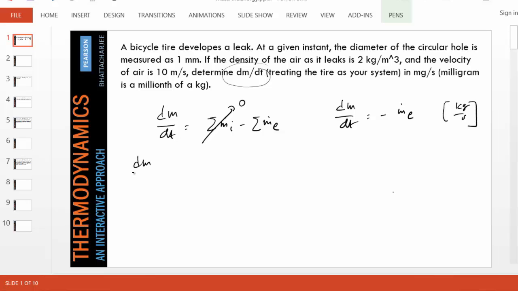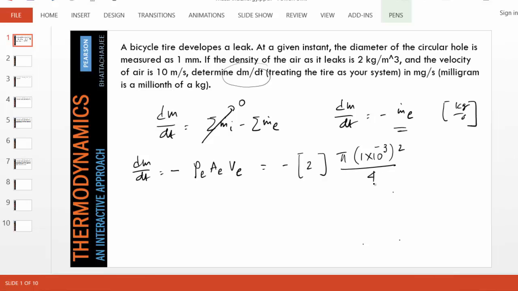So to find dm dt, all you got to do is to find the rate at which mass is leaking, which is negative rho A V. Density being 2 kg per meter cubed, area is pi d squared over 4, diameter is 1 millimeter, that is 1 into 10 to the power minus 3 meter. This is the area, rho A, and the velocity is how much? 10 meter per second, right? So that will be in kg per second.